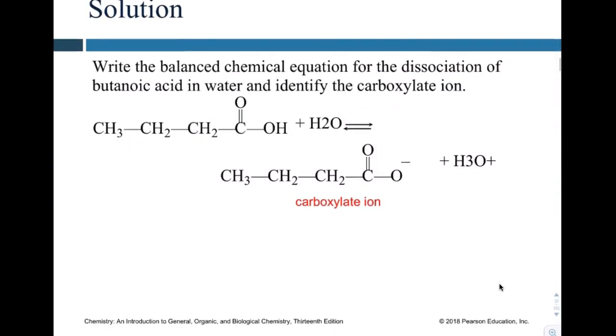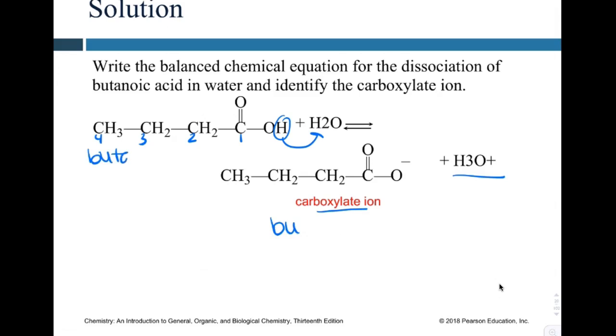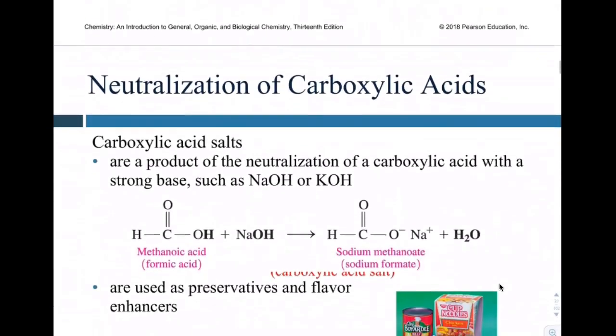So you should get this, and so you got the butanoic acid. Let's just make sure you know that this is 1, 2, 3, 4, butane, butanoic acid. We're going to be losing this H, it's going to go hang out with the water to make hydronium, and you're going to be left with the carboxylate ion, which is going to be called butanoate ion. Alright.